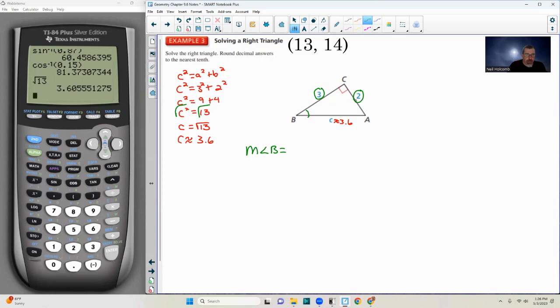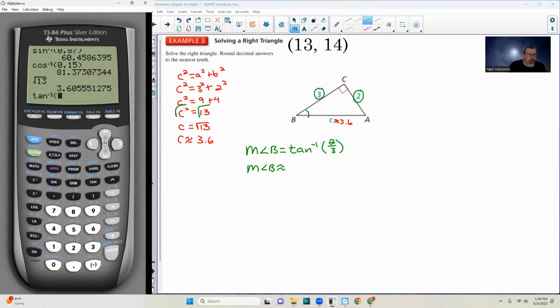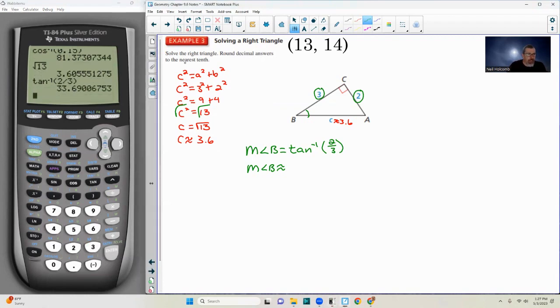So with respect to B, we have opposite and we have adjacent. So the measure of angle B is going to equal the tan inverse of opposite over adjacent. So I want to find the tan inverse of 2/3. The measure of angle B is going to be approximately, and then I go to my calculator, second tan for tan inverse, 2 divided by 3, close parentheses, hit enter, round to the nearest tenth, as it says right here. So it's going to be 33.7 degrees. Okay, so there's the measure of angle B.